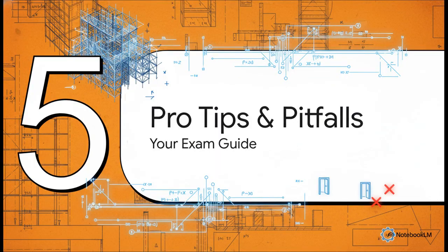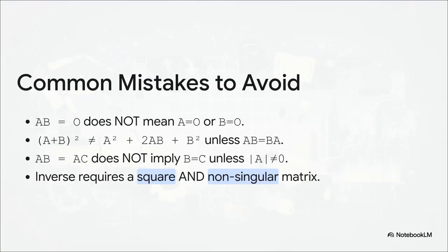All right, you've got the core skills down. Now let's get you ready for exam day. This is the Master Builder's Guide, a rapid-fire round of pro tips and common traps to make sure you're using these tools flawlessly when you're under pressure. These are the classic mistakes that happen when we forget that matrices aren't just regular numbers. You can multiply two non-zero matrices and actually get a zero matrix. You can't expand (A plus B) squared like you normally would, and you definitely can't just cancel A from both sides of an equation. Remembering these key differences is absolutely vital.